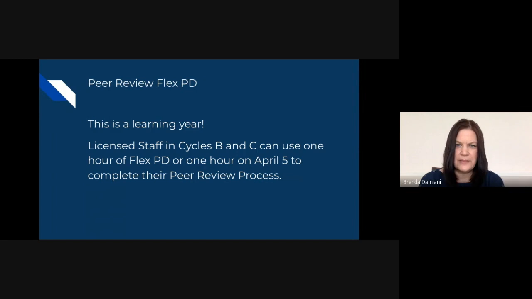So you're in cycles B or C. You can use up to 1 hour Flex PD or 1 hour on April 5th to help complete that peer review process. We know that it's going to take a little bit extra time during a learning year. And because of that, you can use 1 hour of Flex PD or 1 hour of April 5th in order to complete that peer review process. And so once you're done with that, you would just email me and we can get that CEU form out to you so that you are able to have the 1 hour of either Flex PD or agree with your learning partner that you can meet on April 5th for an hour to complete the process.